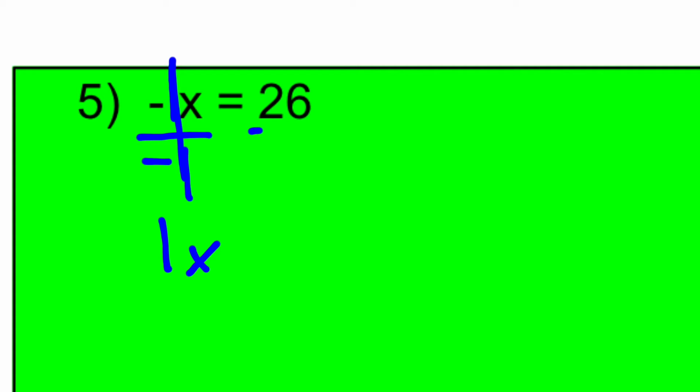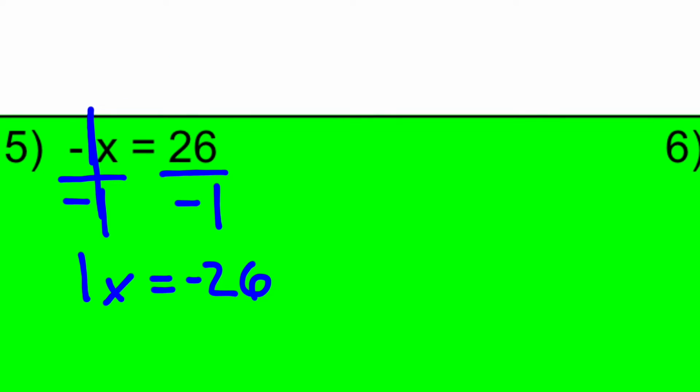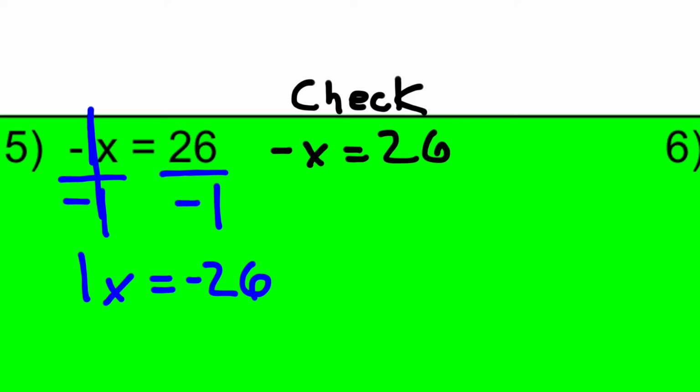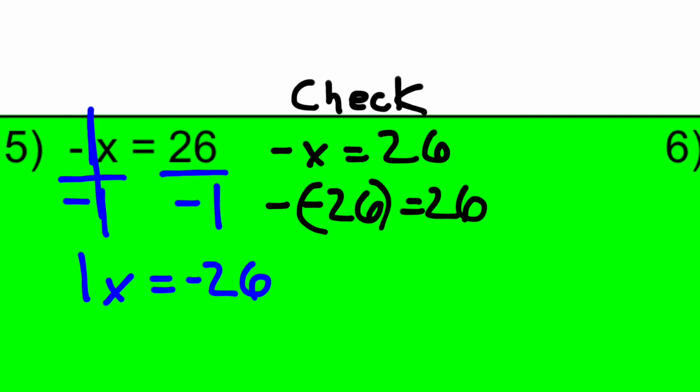If you divide that side by negative 1, you have to divide the other side by negative 1. And 26 divided by negative 1 is negative 26. Now let's check it, because the check to this is sort of interesting. You've got negative x equals 26. Well, if you substitute in negative 26 for x, you will have negative negative 26 equals 26. And we know that the two negatives, subtracting a negative, is the same as adding a positive. So that's like 26 equals 26. We have equality on both sides of the equal sign.